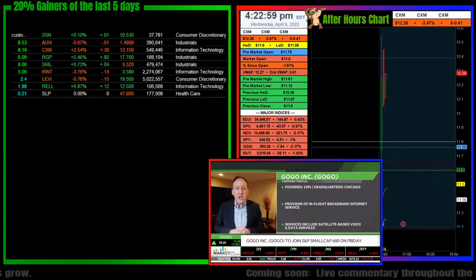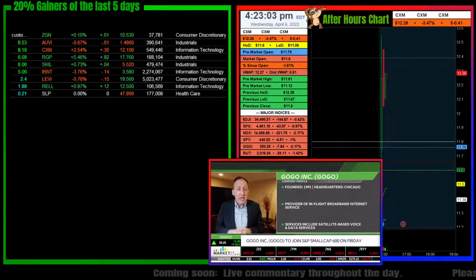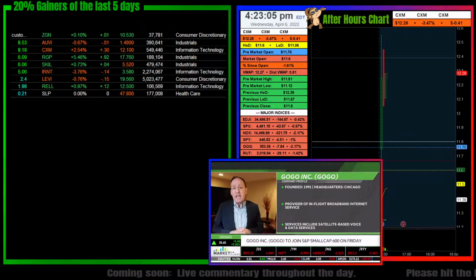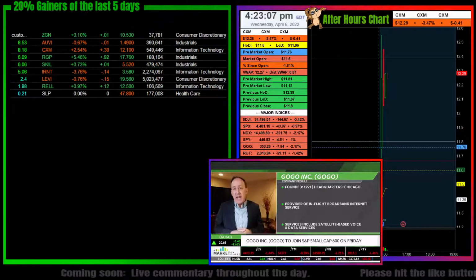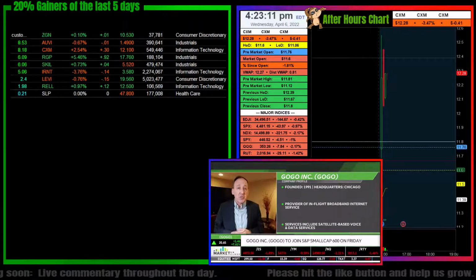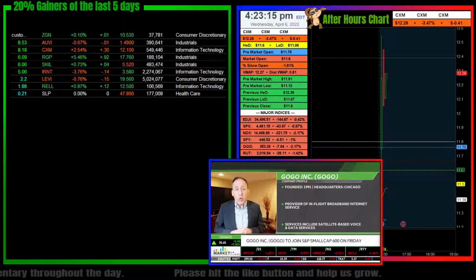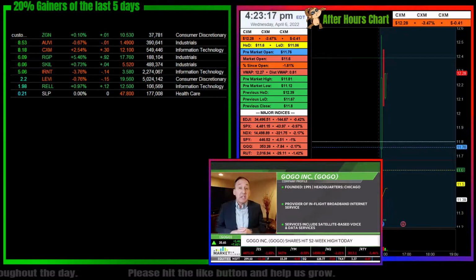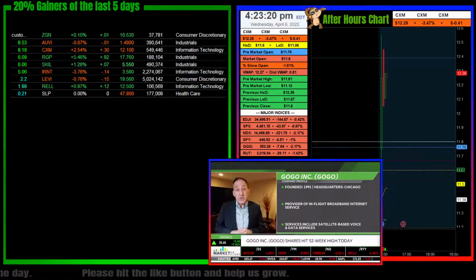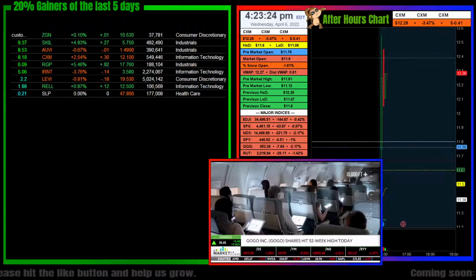Now, GoGo is pretty much almost a monopoly when it comes to in-flight broadband internet. And they continue to expand those services across the board to include 5G services. So they're expanding that on their air-to-ground network, where they can continue to improve some of the newer technology that's available, particularly in the 5G space.